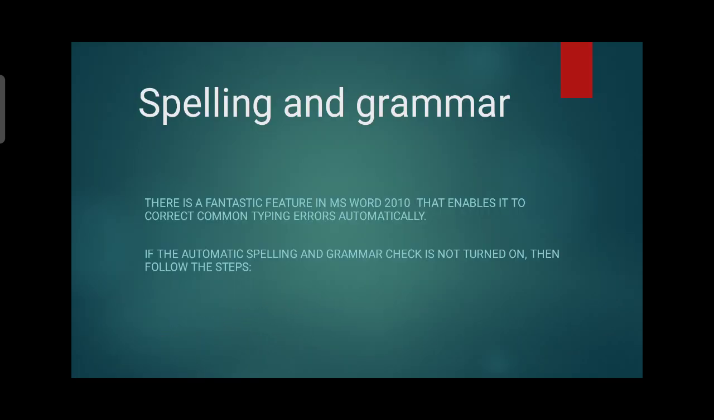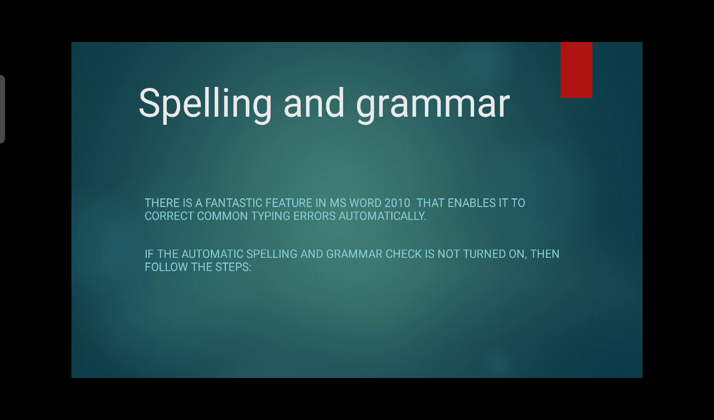Now, spelling and grammar. There is a fantastic feature in MS Word 2010 that enables it to correct common typing errors automatically. For example, if the user types TEH, MS Word 2010 will automatically correct it to THE. No need to do anything, it will correct automatically. There is one function, automatic correct spelling and grammar. So if you type any spelling mistake, it will correct automatically.